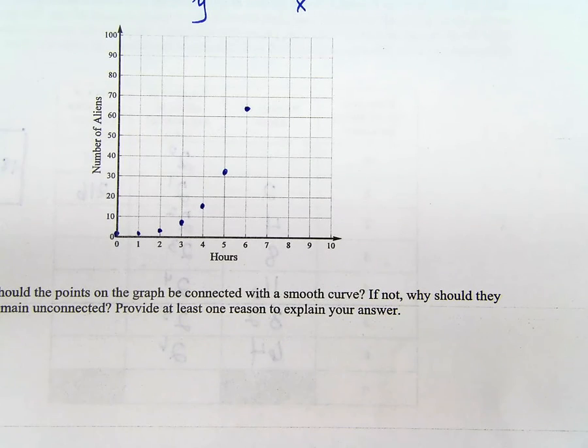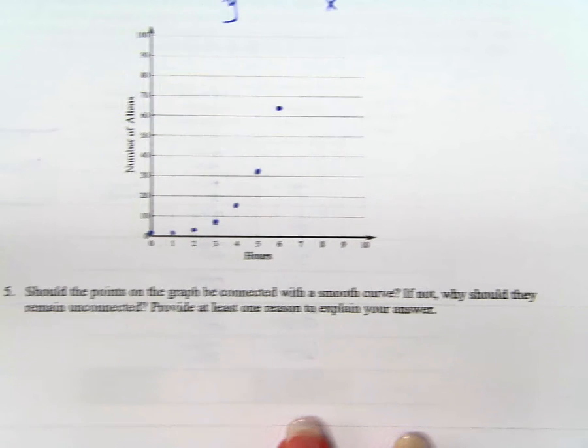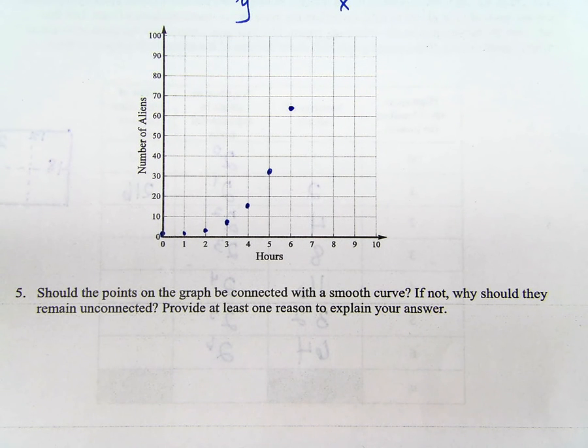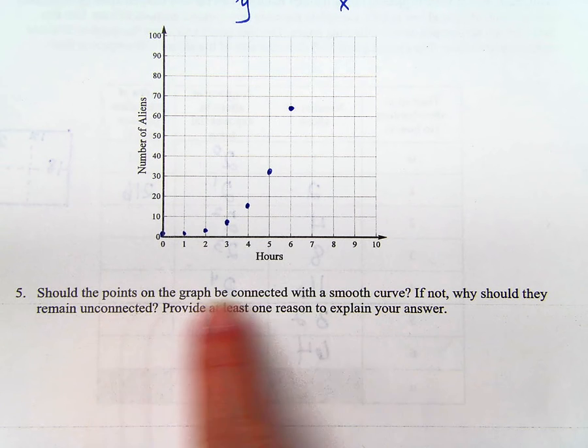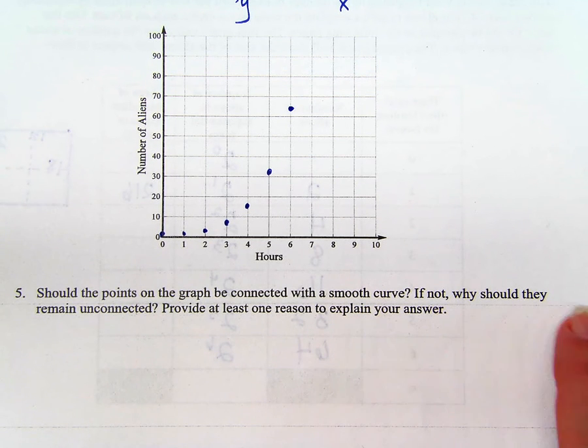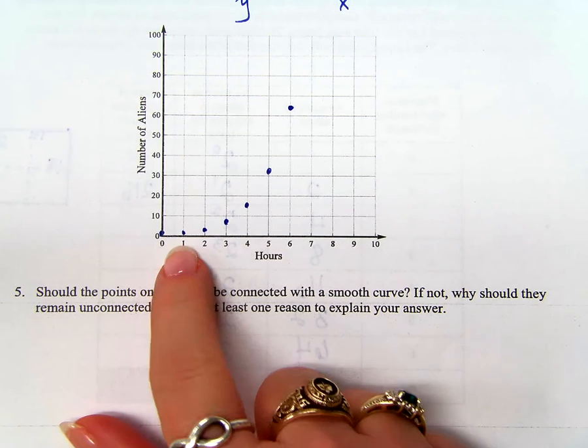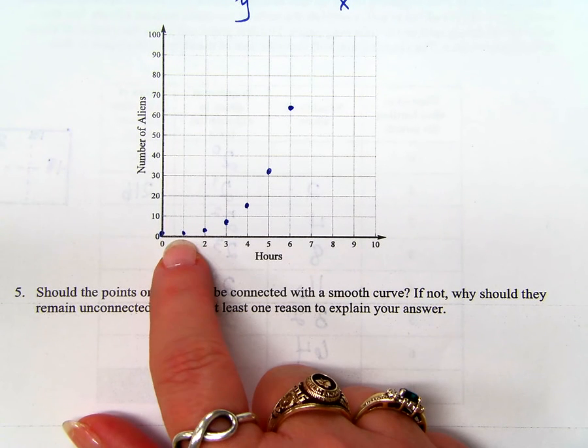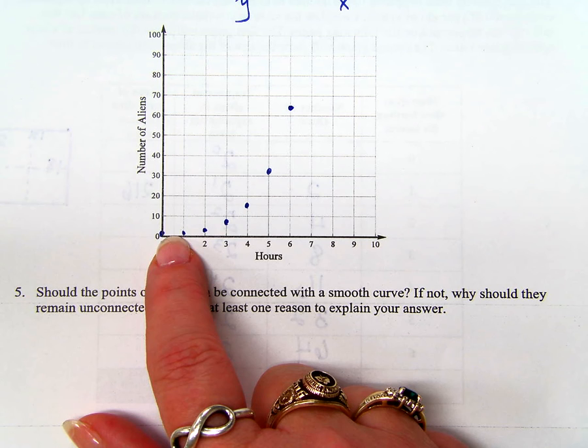Should the points on the graph be connected? We've talked about this before, right? It's been a while, but we've talked about it before. Should they be connected with a smooth curve? Think about the problem situation. The alien comes. There's one alien. What happens? For an hour, nothing happens. And then at 1 hour, what happens? It divides. So at any point between 0 and 1, are there any values other than one alien?